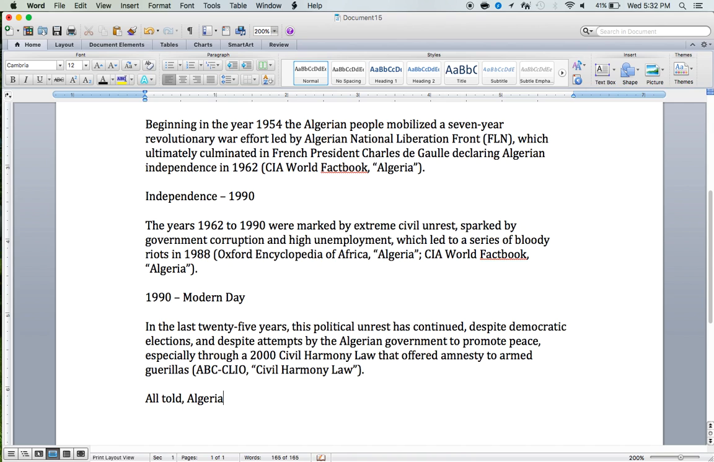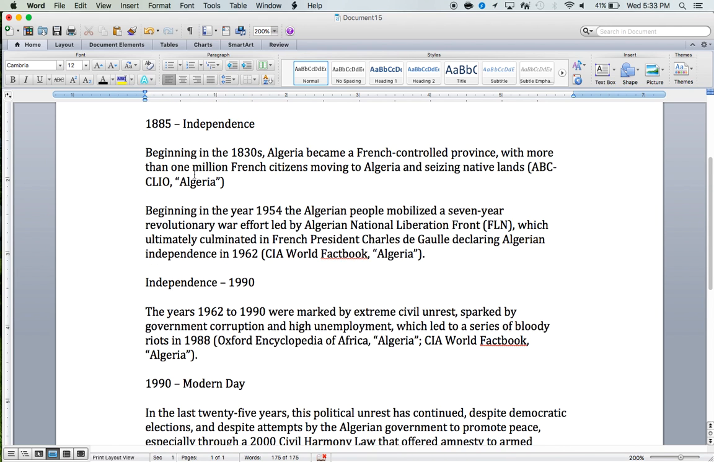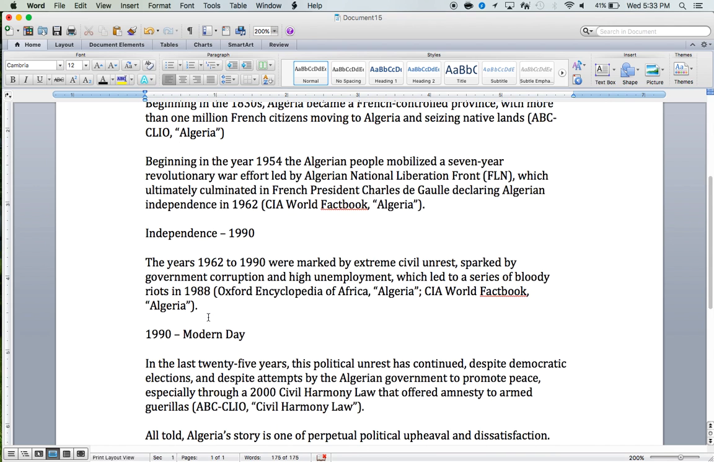Algeria's story is, and it can be whatever your story for your nation is, but I'm going to say this story is one of perpetual political upheaval and dissatisfaction. So, this goes together pretty well. If I was simply to erase these markers and sort of condense this down, I more or less have the building blocks for my paragraph.